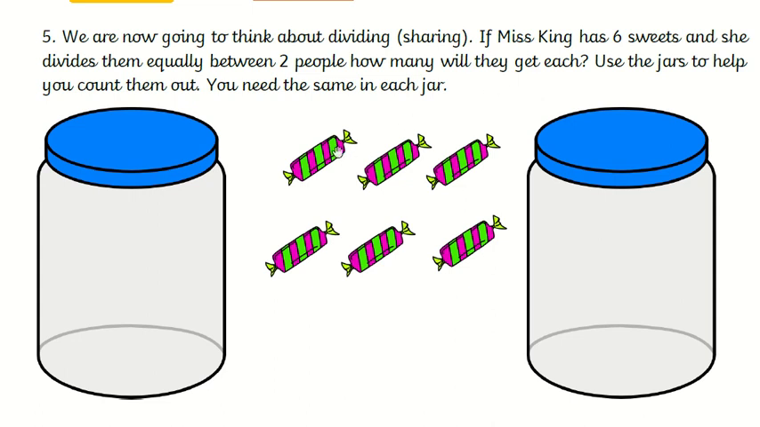So I want you to put 1 sweet in this jar, then 1 sweet in this jar, and so on until all 6 are shared out. You might want to draw the sweets out and cross them out as you draw them so you know how many you've got in each jar. Remember, you only have 6 sweets and each jar must have the same amount of sweets in them.